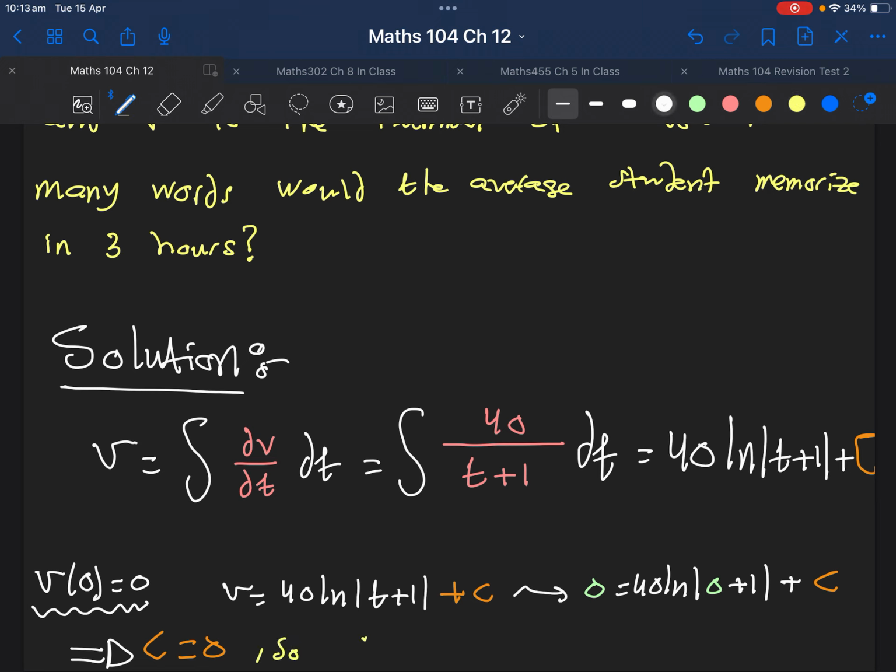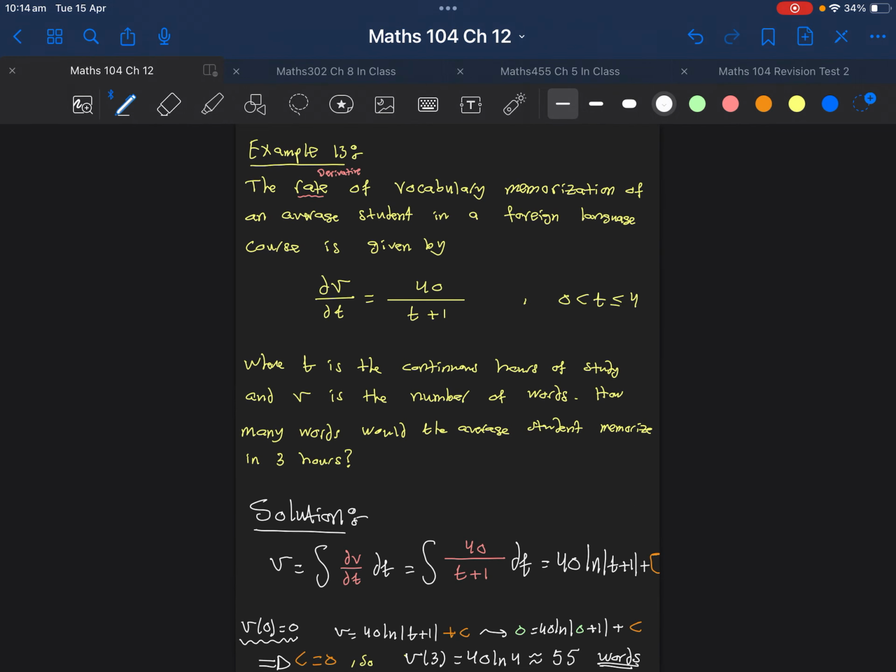So how much is it after 3 hours? It will be 40 ln, and if we plug in a 3 here, we get ln 4, which is approximately, if we use the calculator and our calculation is correct, this should give us around 55 words for 3 hours. And that's how we solve this question. Remember, this is a kind of application of initial value problems.